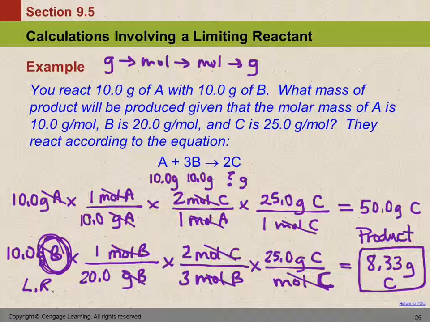So the question is, why is B the limiting reactant? Does it have something to do with it being 20 here and 3 here? Those definitely do play a factor in it. But also, it's only 10 grams of B versus 10 grams of A.